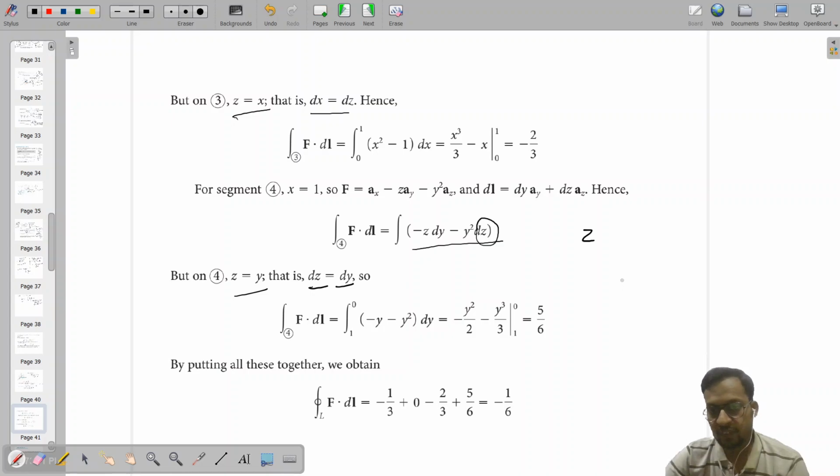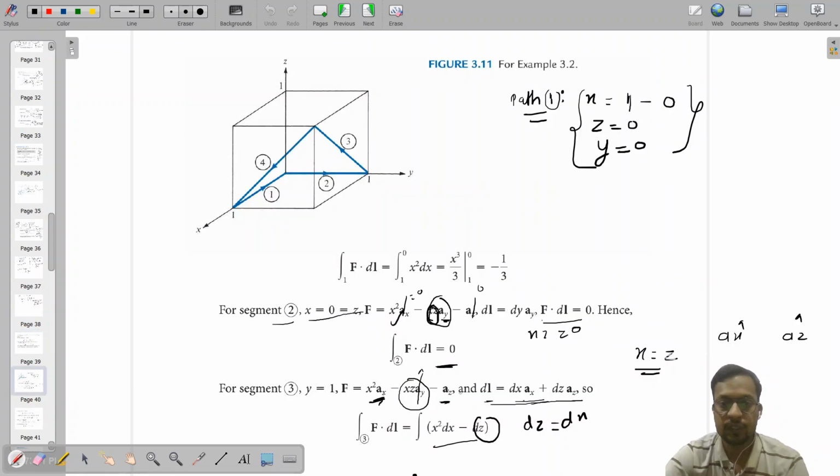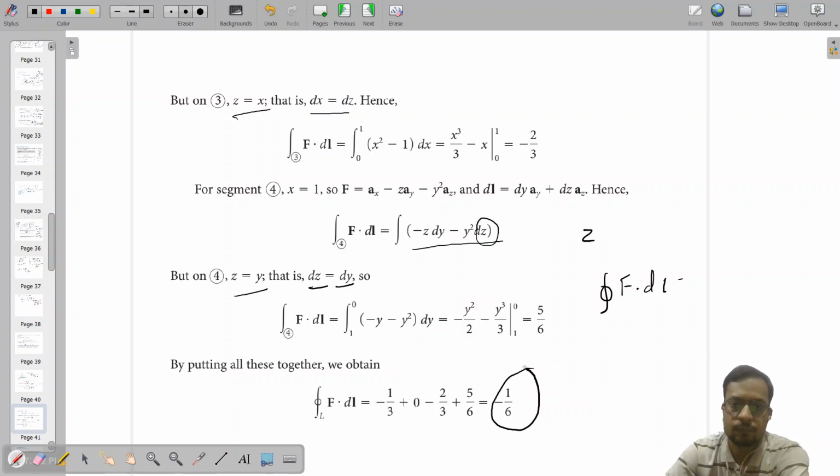Now the total integral of f dot dl will be the sum of all the segments, that is from path 1, path 2, path 3 and path 4. From path 1 we get minus 1 by 3, from path 2 we get 0, from path 3 we get minus 2 by 3, and from path 4 we get 5 by 6. Adding all these values, minus 1 by 3, 0, minus 2 by 3 plus 5 by 6, sums up to minus 1 by 6. So the final answer for this line integral is minus 1 by 6.